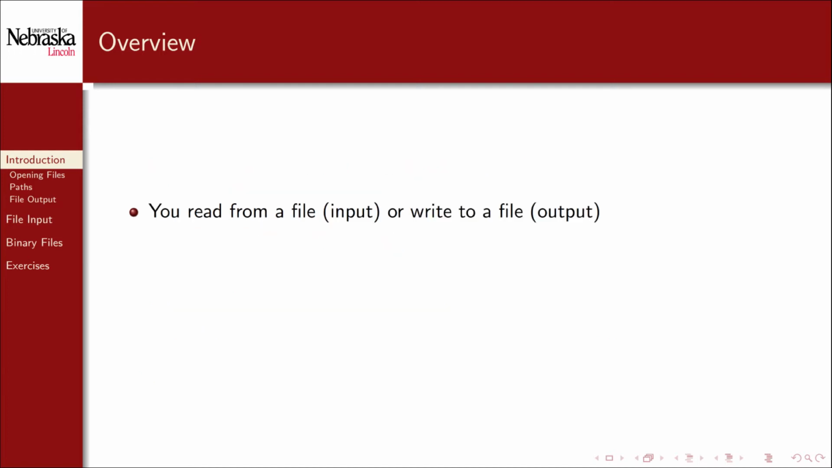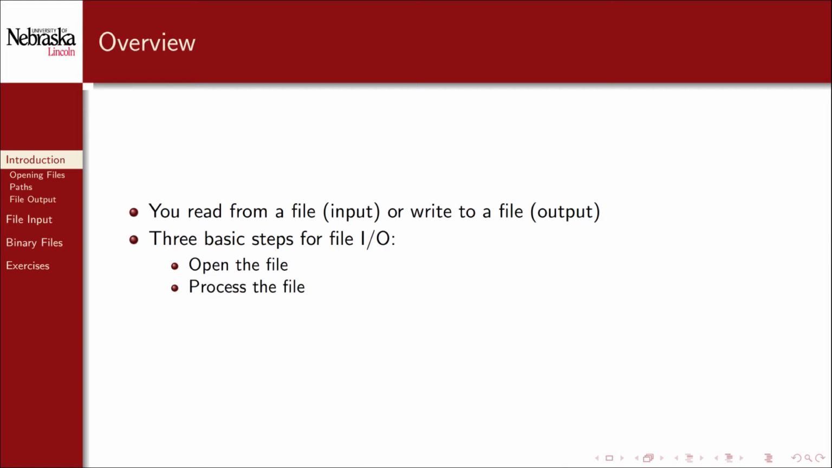In general, to process files, whatever format they might be, you have to either read from a file, in which case you're doing input, or write to a file, in which case you're doing output. For either one of these tasks, there are three basic steps to follow. First, you have to open the file. Then you can process it by reading it or writing to it. Then you close the file.